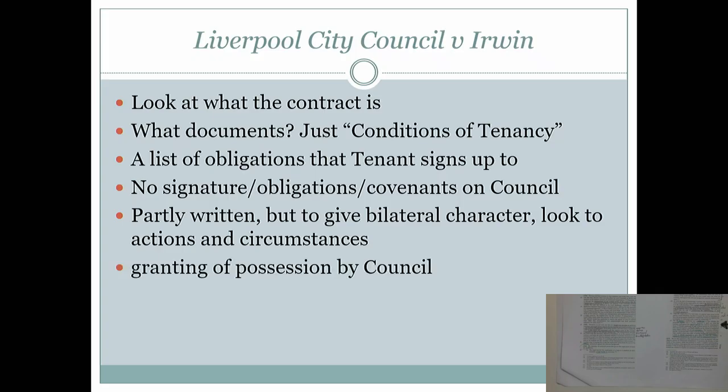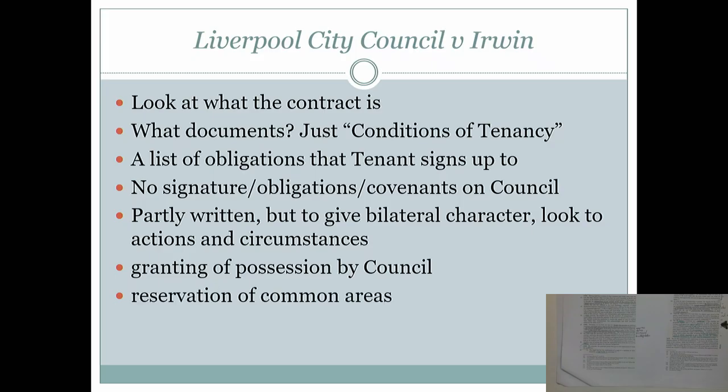The most obvious is that the council grants the tenants possession of the flats. They gave them a key, they allowed them to stay there without getting kicked out. Clearly the council granted them possession. So we can imply in that to make this a bilateral contract, we need to imply in the idea that this obligation that the council would give possession of the flats.